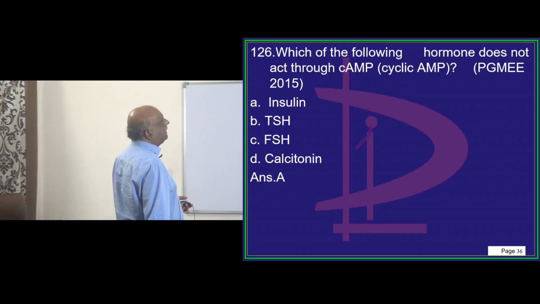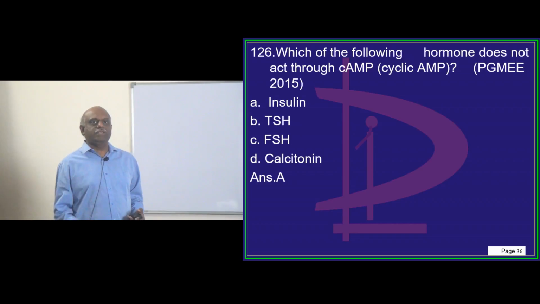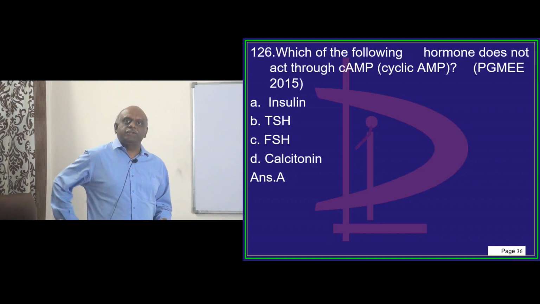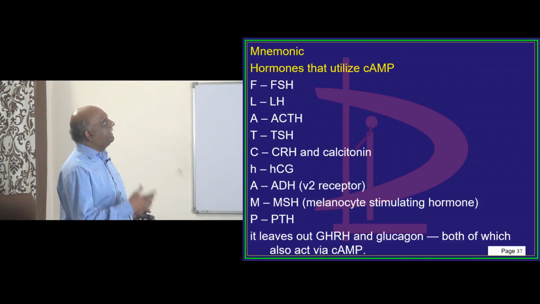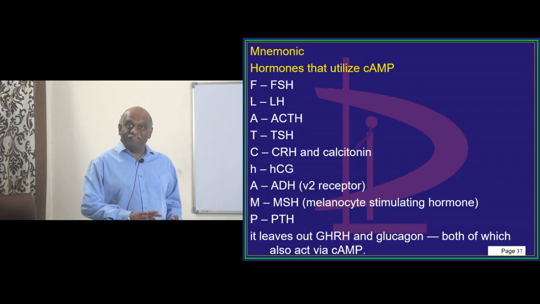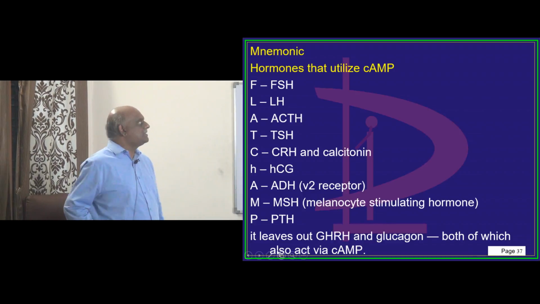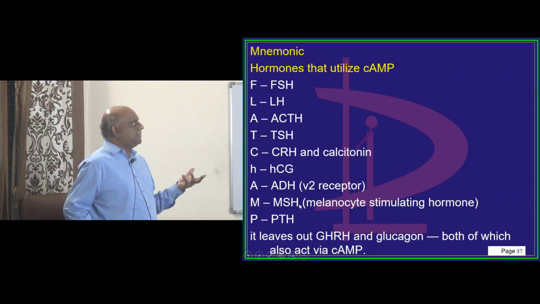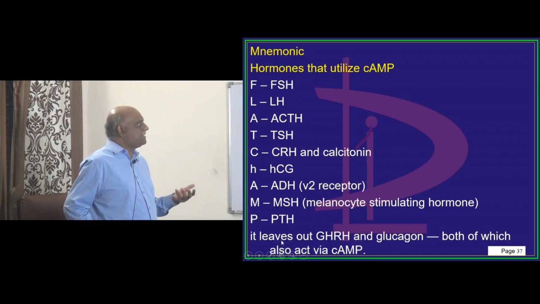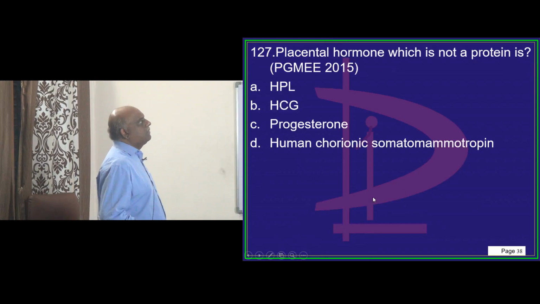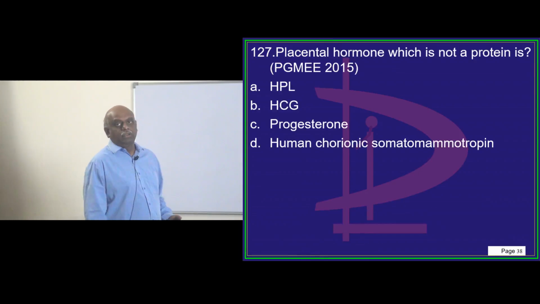So doctor, insulin uses the tyrosine kinase, whereas TSH, FSH, calcitonin, they all use the cyclic AMP, is what needs to be remembered. So FLAT CHAMP: FSH, LH, ACTH, TSH, CRH, calcitonin, HCG, ADH, MSH, PTH, they all utilize the cyclic AMP is what I want to underscore.